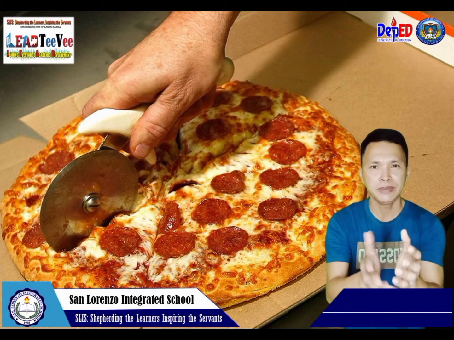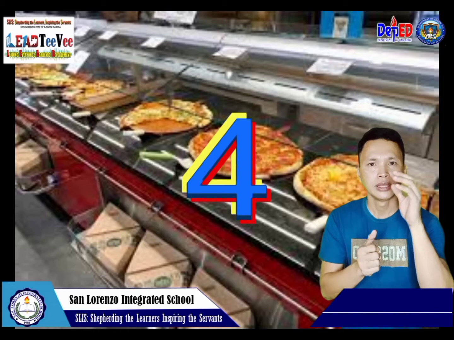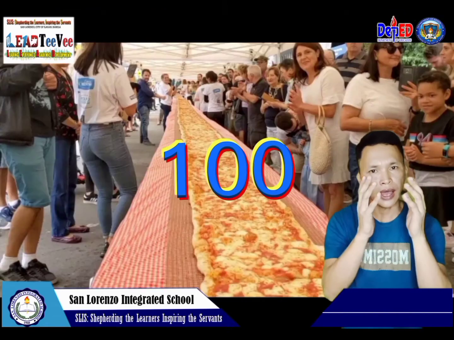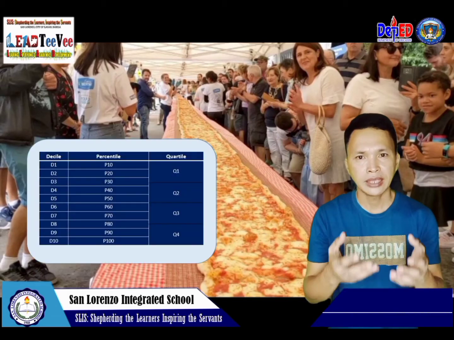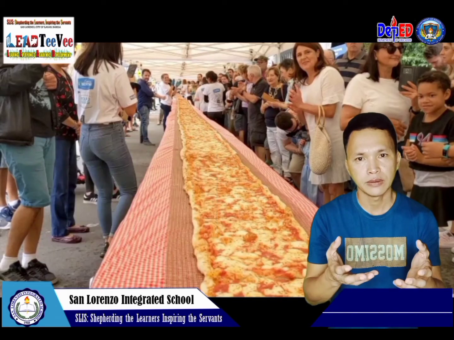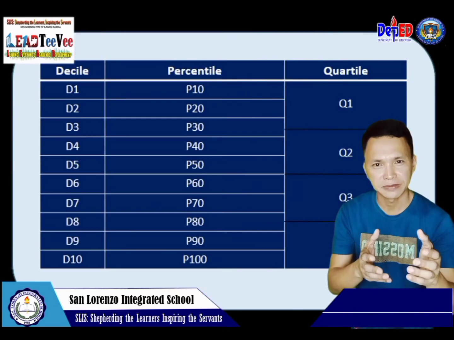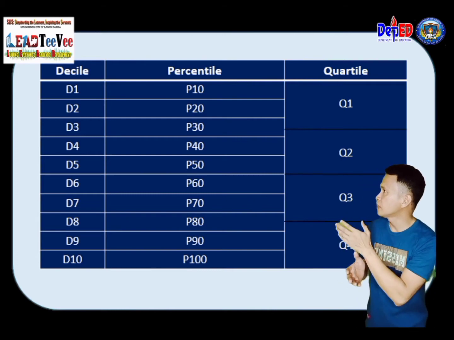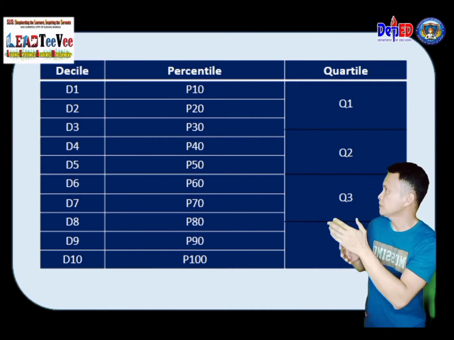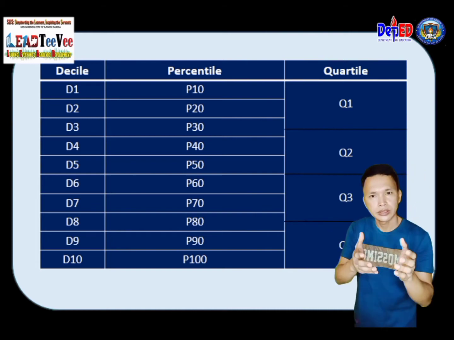That pizza can be divided into equal parts. It can be divided into 4, 8, 10, or even 100. I realized that this pizza has something to do with this table. So this was my answer to my teacher. Sir, the table shows that decile is divided into 10, percentile is divided into 100, and quartile is divided into 4 equal parts.